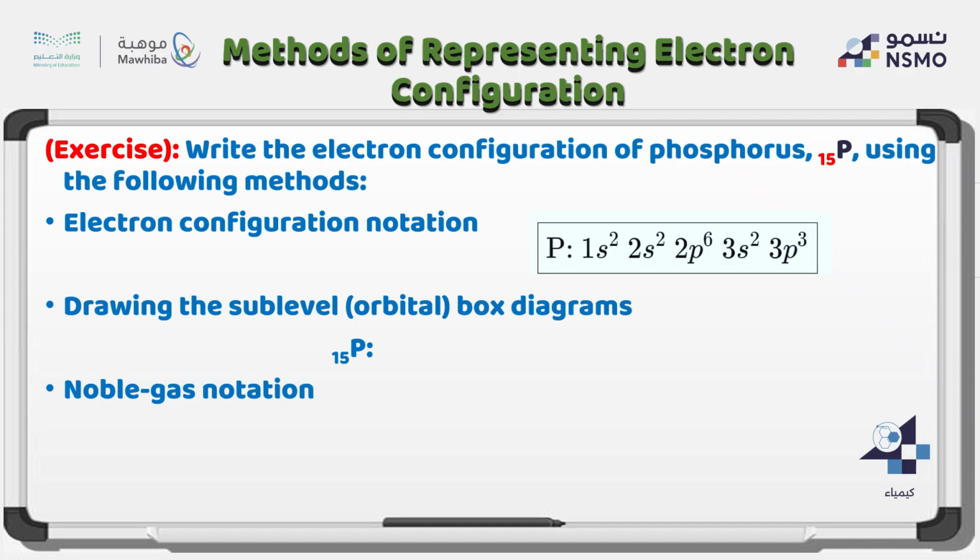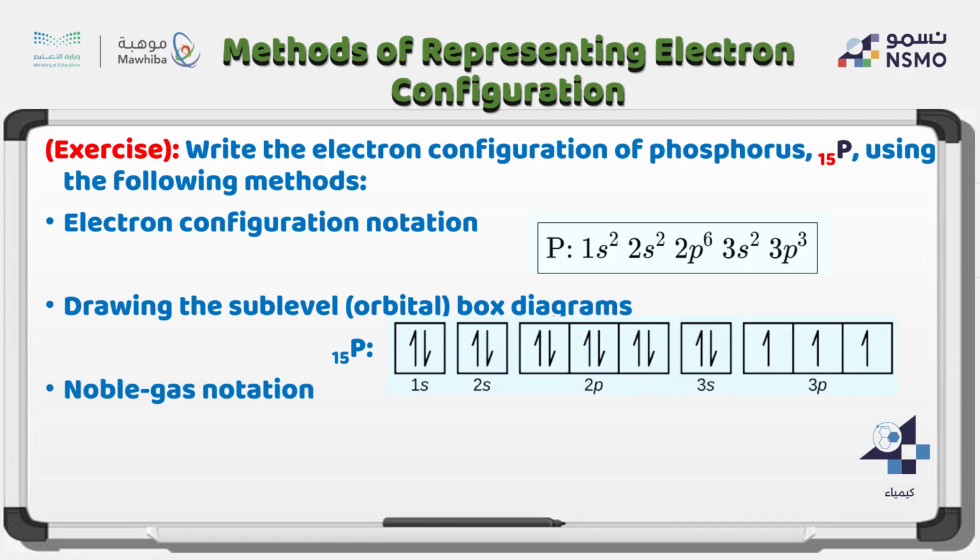Orbital box diagram. In the orbital diagram, the 1s, 2s, and 3s orbitals are fully paired. The 2p orbitals are fully filled with 6 electrons. The 3p sublevel has 3 electrons placed, one in each orbital with the same spin. This satisfies both the Pauli exclusion principle and Hund's rule.